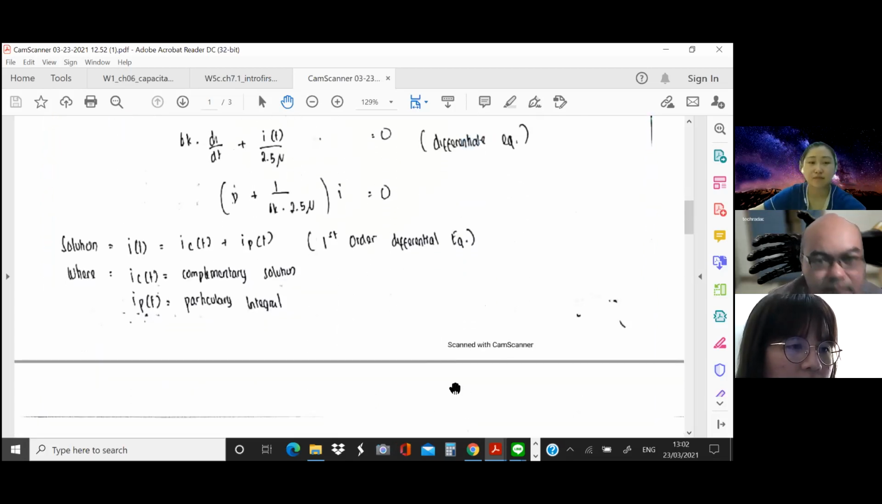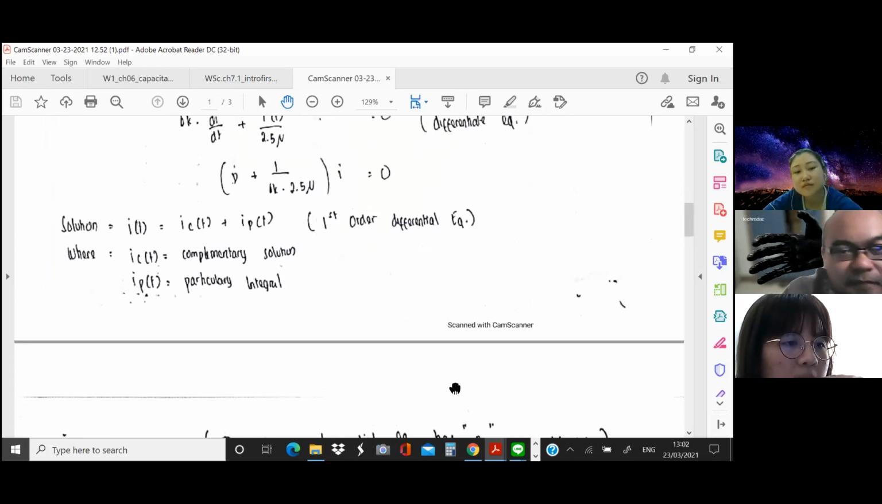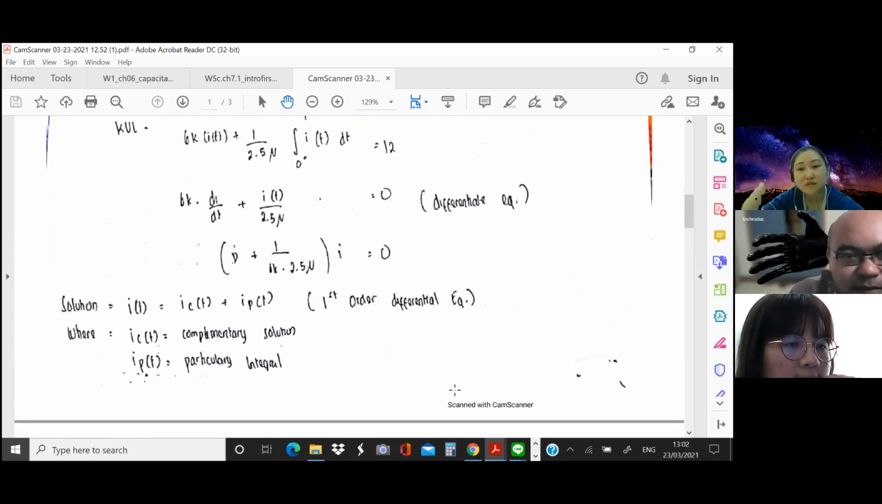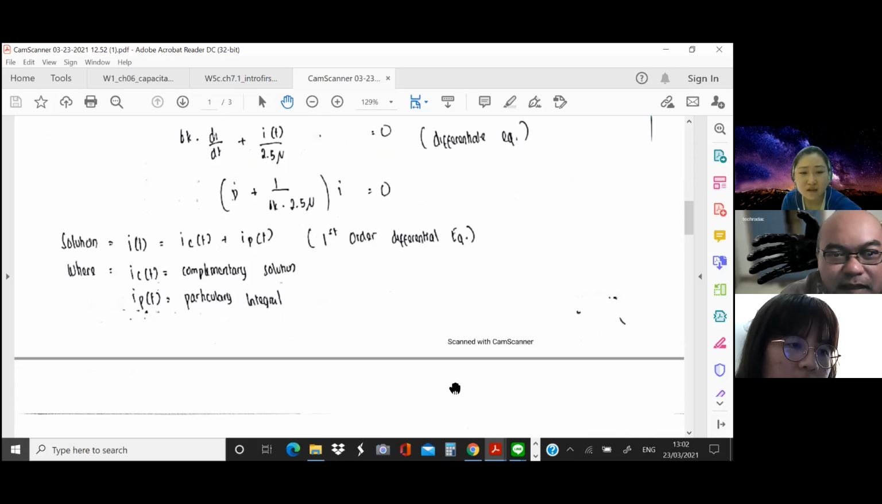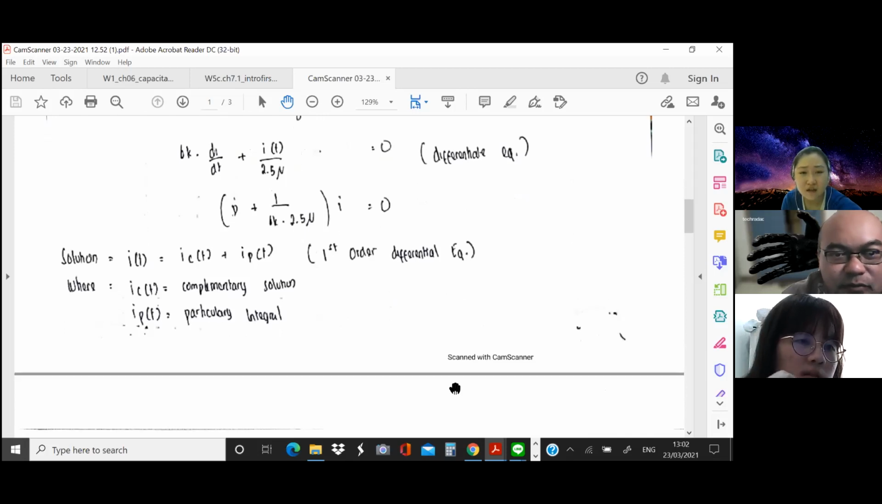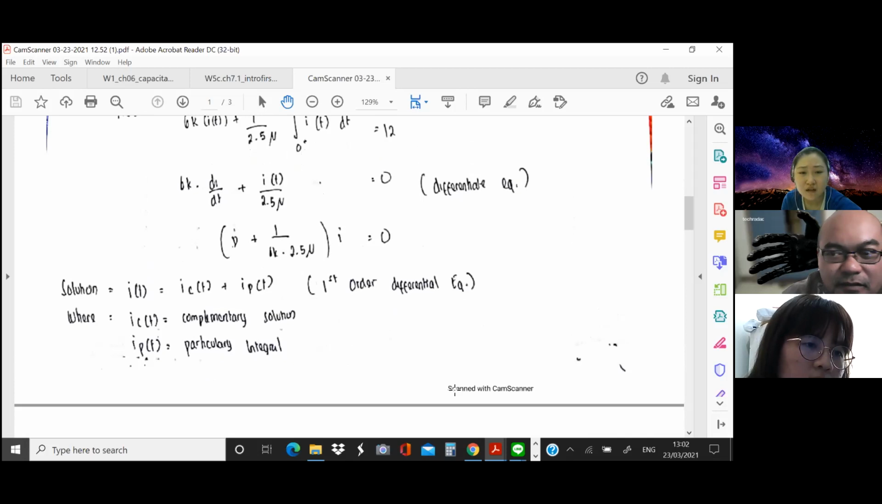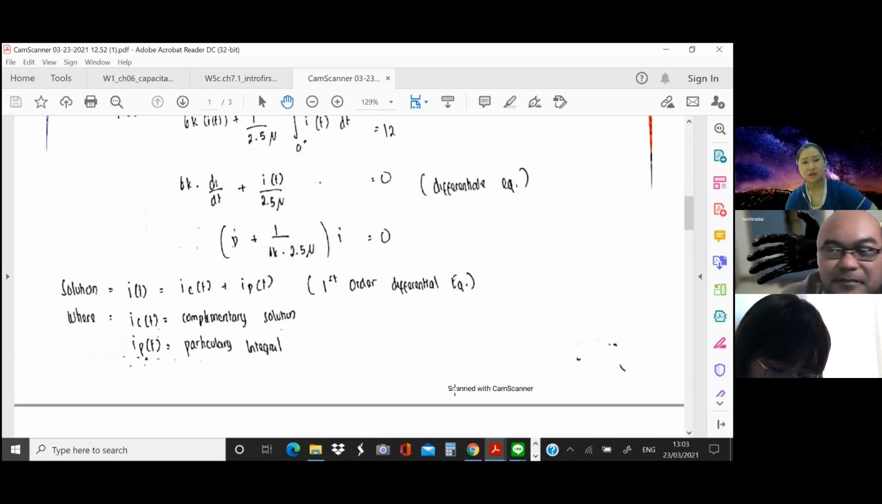And then after that, from the differential equation you obtain 6K di/dt plus I(t) over 2.5 micro equals 0. If you want to obtain the tau, you multiply all the terms on both sides by 2.5 micro. 2.5 micro times 6K will be the tau value, so tau di/dt plus i(t) equals 0.